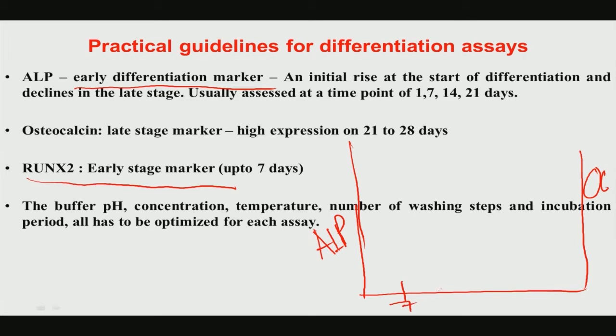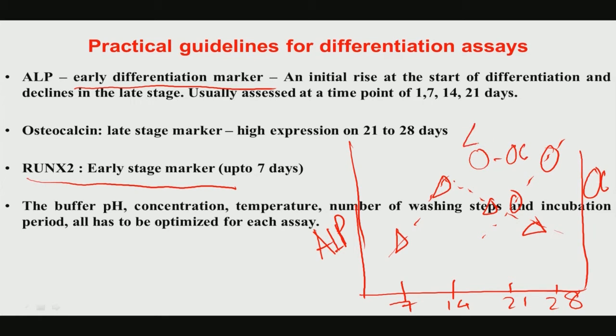Suppose this is day 7, this is day 14, this is day 21, this is day 28. One would expect that ALP expression increases in the initial stage, and thereafter, as you go to the 3rd week or 4th week, this ALP expression may go down, and when it is going down, then one would expect that osteocalcin expression goes up. So, this circle essentially means osteocalcin, this triangle essentially means ALP.